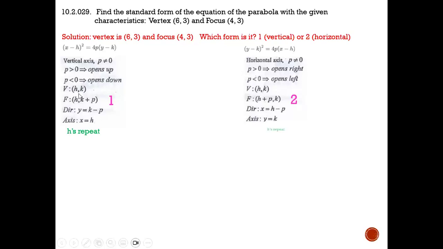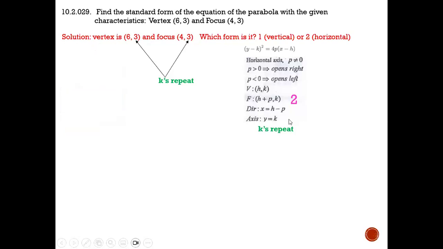Remember that in the vertical axis, the h's repeat, and in the horizontal, the k's repeat. So for the h's, the vertex and the focus, that means the first coordinates are the same. For the k's, look at the vertex and the focus, that means the second coordinate is the same. And what do you notice here? I have (6, 3). I have (4, 3). So it's the k's that repeat, that second coordinate. So I have 3 and 3. So that is one way, again, to determine what kind of parabola this is. And this one's going to be with a horizontal axis, so open to the right or to the left.